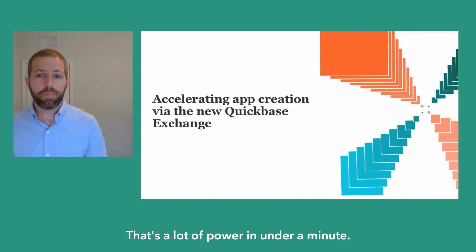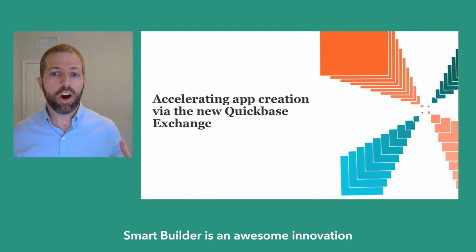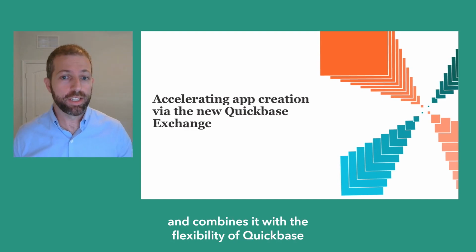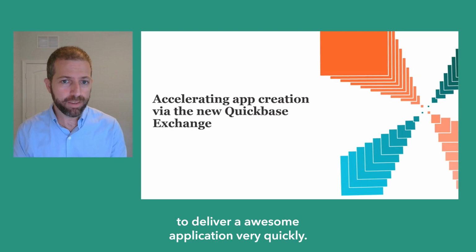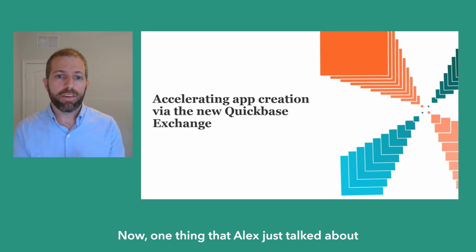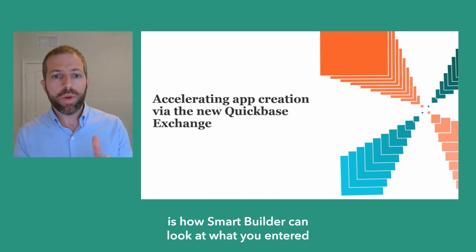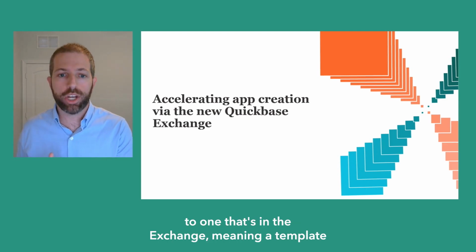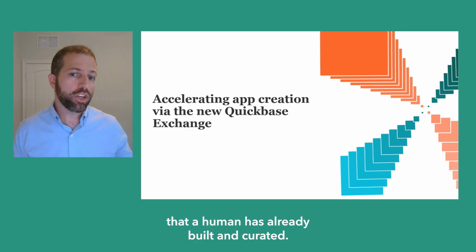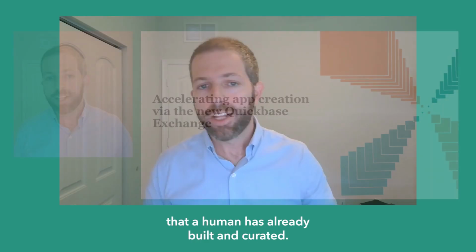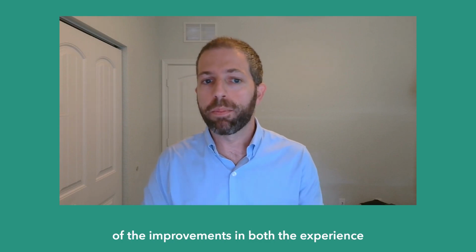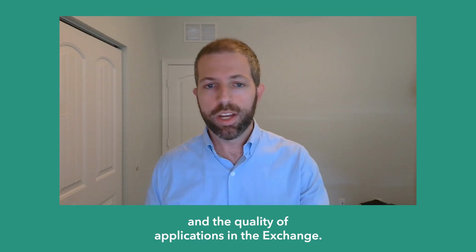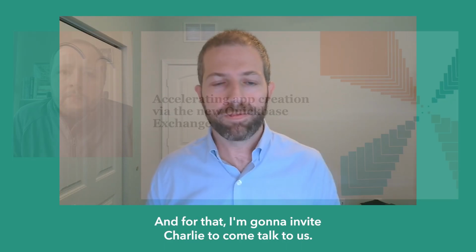Thanks, Alex. That's a lot of power in under a minute. Smart Builder is an awesome innovation that takes the power of generative AI and combines it with the flexibility of Quickbase to deliver an awesome application very quickly. Now, one thing that Alex just talked about is how Smart Builder can look at what you entered and see if we have an application that is similar to one that's in the exchange, meaning a template that a human has already built and curated. So let's take a minute to step through all of the improvements in both the experience and the quality of applications in the exchange. And for that, I'm going to invite Charlie to come talk to us.